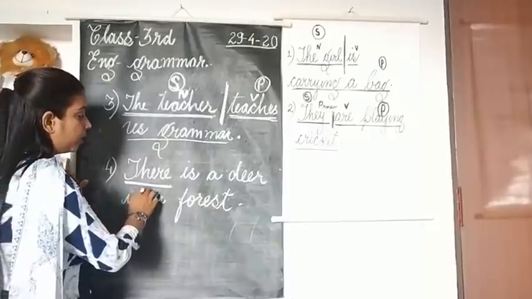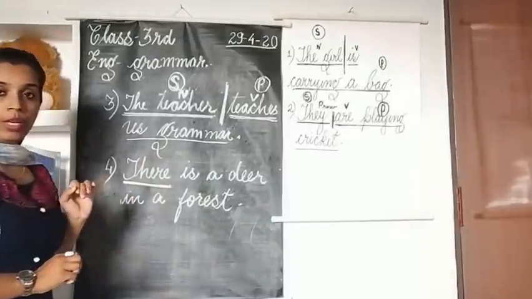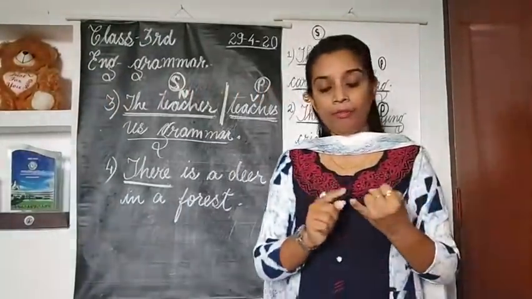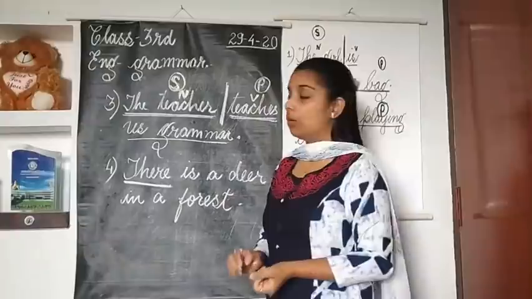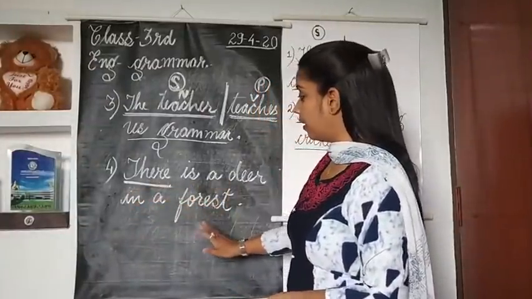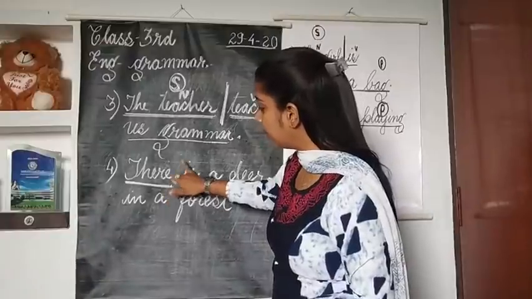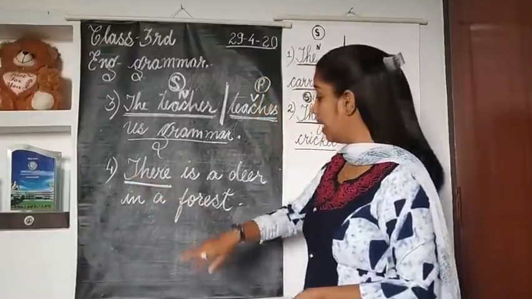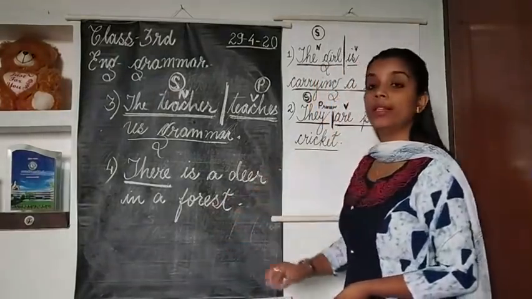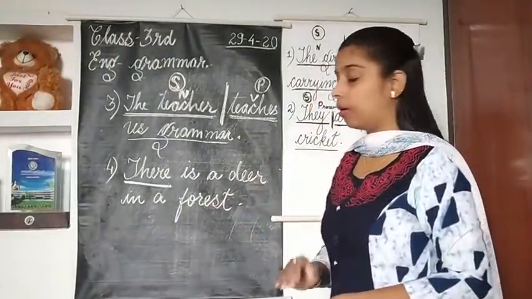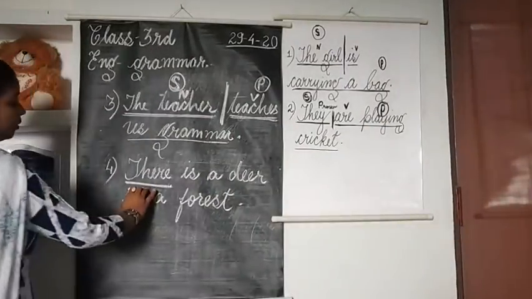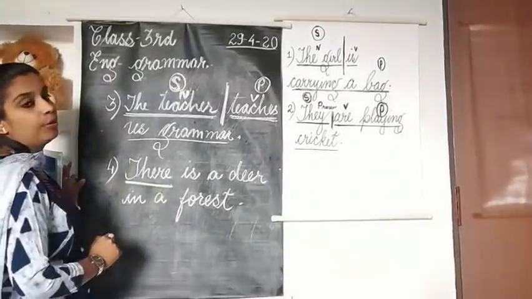Okay, it is what? It is an adverb. Okay, an adverb is never a subject. A verb can never be a subject in a sentence. So, there is a deer in a forest. Here in this sentence, if you say that 'there' is the subject and 'is a deer in a forest' is the predicate, it is totally incorrect. It's wrong. Why? Because 'there' is neither a noun nor a pronoun.